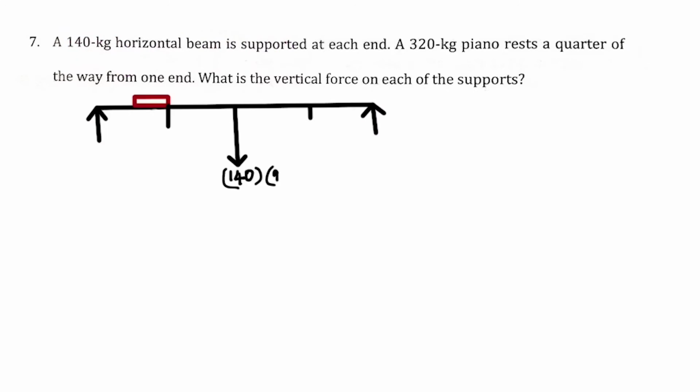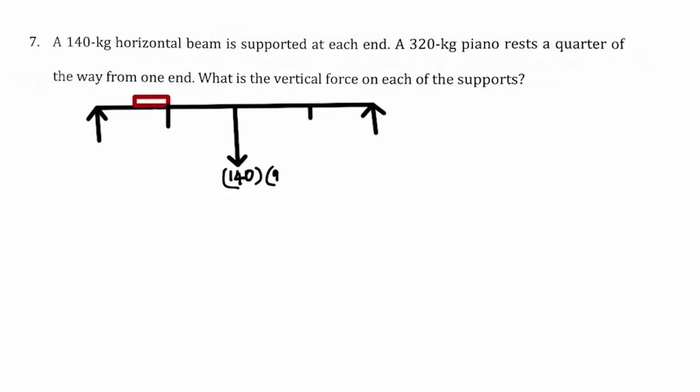All right. Here is the question. A 140 kilogram horizontal beam is supported at each end. A 320 kilogram piano rests a quarter of the way from one end. What is the vertical force on each of the supports? So you have a beam and you have a piano here, which is one quarter of the way. I've divided into 4 parts and try to put it like that. What is the vertical force on each of the supports? So we are asked to find this reaction force, and this one.